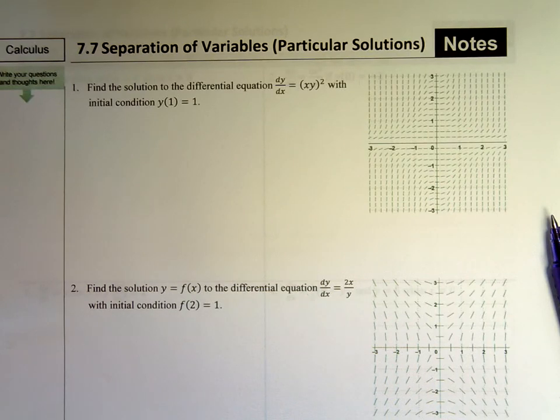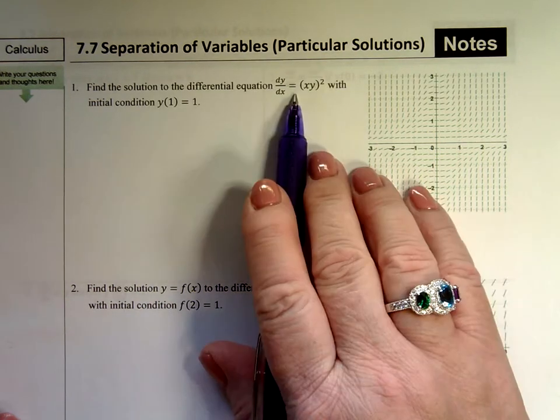Section 7.7, separation of variables, but these are now particular solutions rather than the general solutions that we did in the last section. So the beginning part of what we're doing is very similar, if not the same, as what we did back in section 7.6. But this time they give us added information so we can find what C actually is, so that we have a specific function that goes with that particular differential equation. So I'm looking at this first one here.